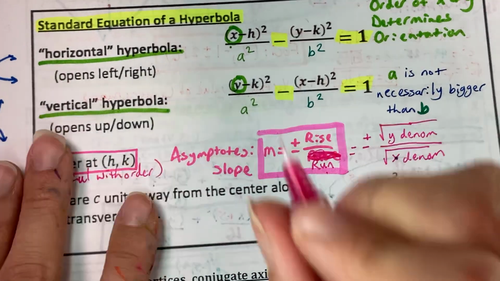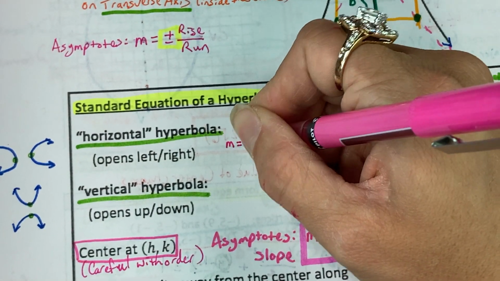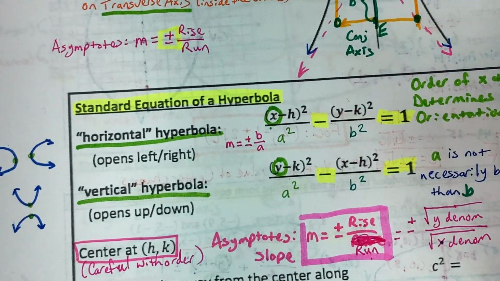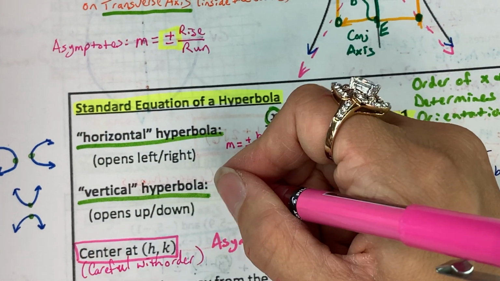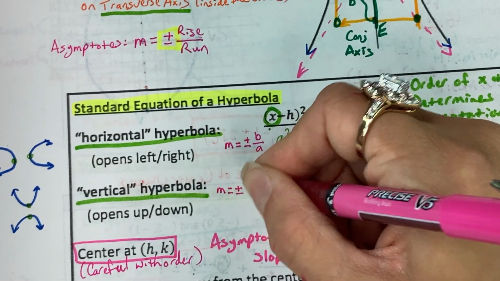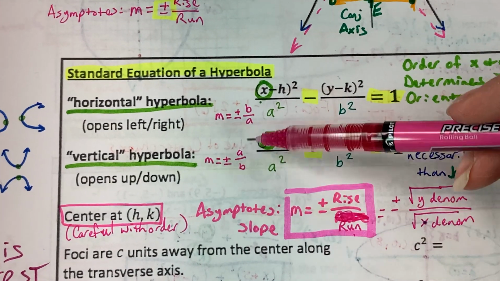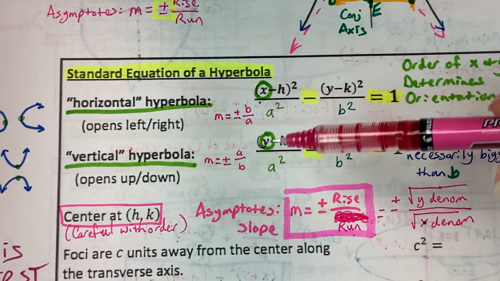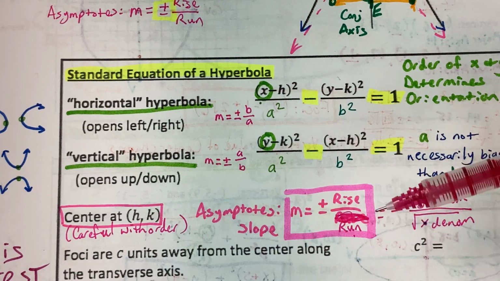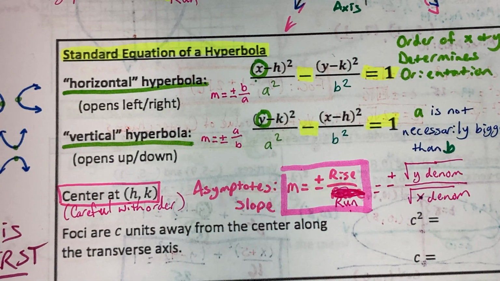So folks, in a general sense, the horizontal hyperbola will have asymptote slopes of plus or minus b over a. And vertical hyperbolas will have a slope of plus or minus a over b. I will tell you from teaching this, it is very, very difficult to just straight up memorize this and keep it straight. And same with this. Instead, focusing on that rise over run definition is really what's going to help you.